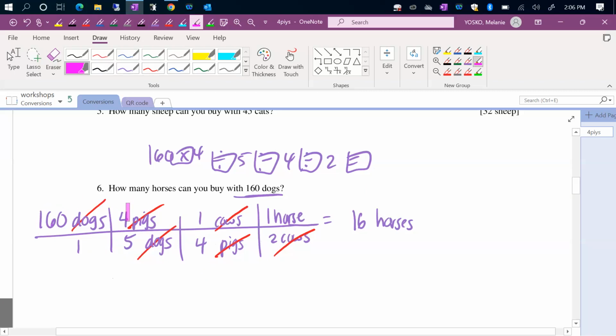So 160 times 4, divide by 5, divide by 4, divide by 2. You just do them all separately. That's the way I do it too, and that's usually the easiest. So much faster, and you're not going to make a mistake. Don't try to put it all in your calculator at once, just do it sequentially like that, it'll make it easier.